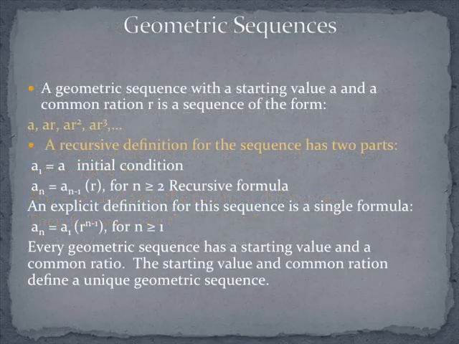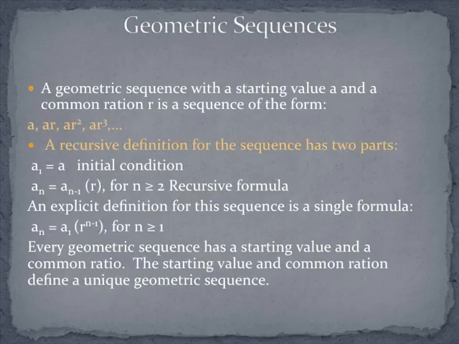Geometric sequences. A geometric sequence with a starting value a and a common ratio r is a sequence of the form a, a times r, a times r raised to the second power, and then a times r raised to the third power, and so on. A recursive definition for the sequence has two parts. a sub 1 equals a, which is the initial condition. a sub n equals a sub n minus 1 times r for n greater than or equal to 2, which is the recursive formula.